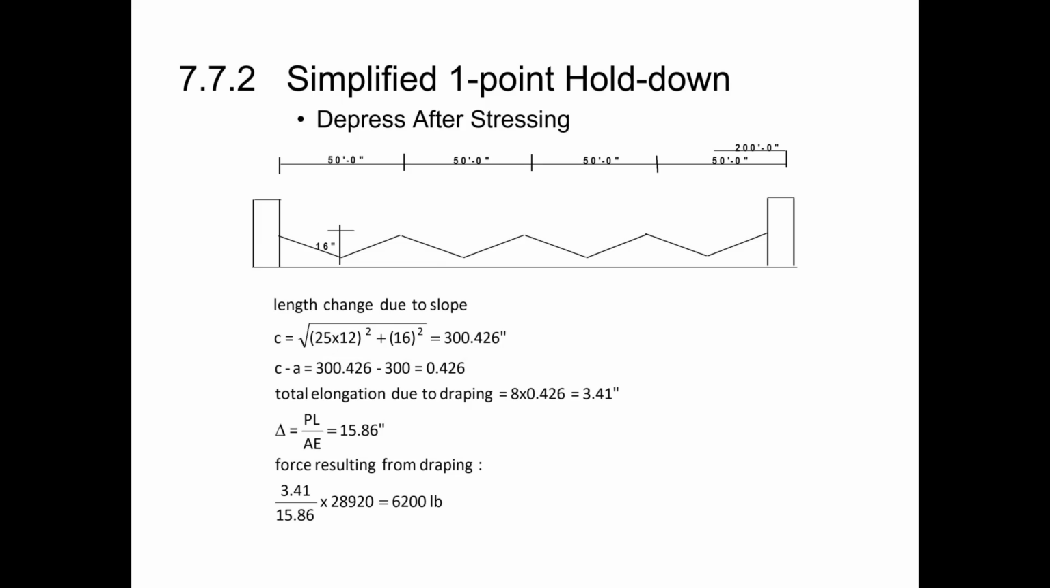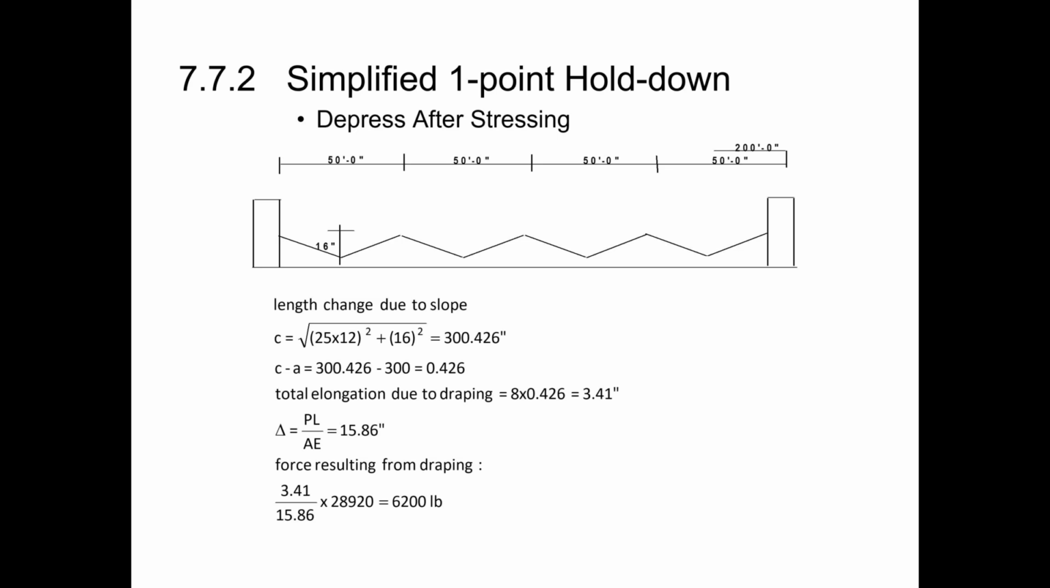All right, the added elongation is the difference between C and A. So C minus A is 0.426 inches. We have 8 diagonals. So our total added elongation is going to be 8 times 0.426 inches for a total added elongation of 3.41 inches.